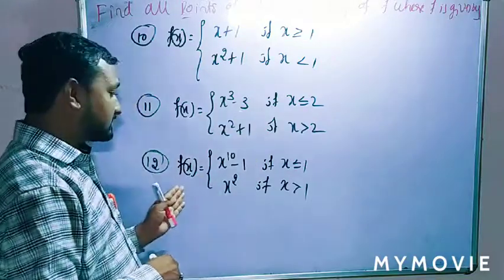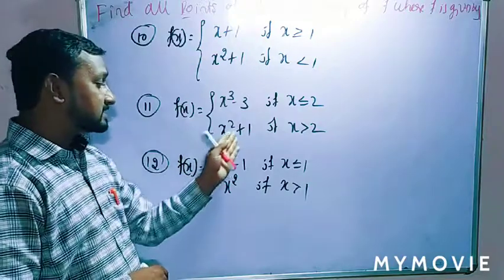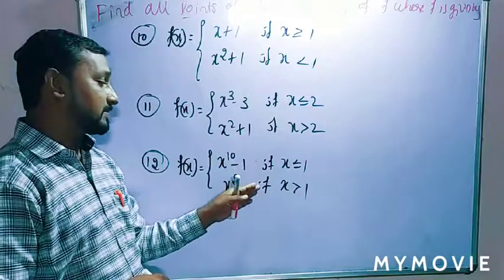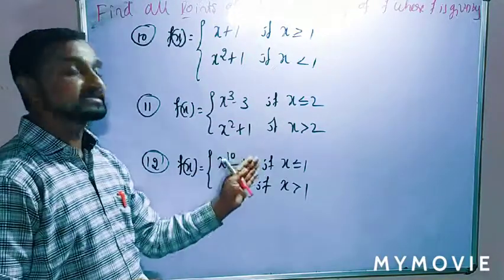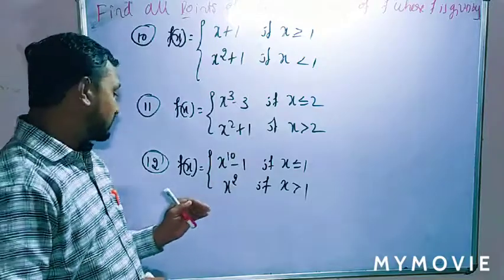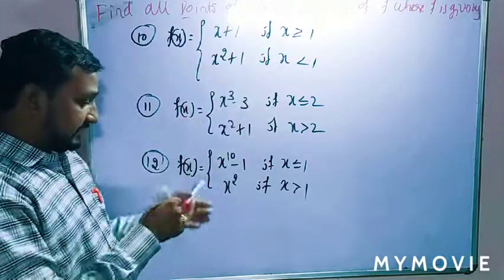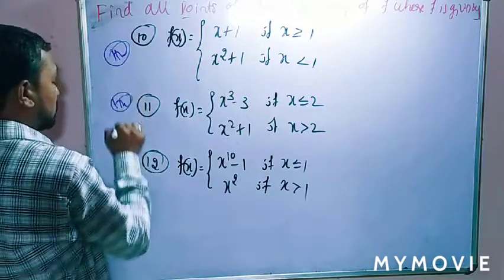And the next is the 12th example, f of x is equal to x raised to 10 minus 1, separately. X raised to 10 is separate and minus 1 is separate. If x is less than or equal to 1, and x square if x is greater than 1. Clear that? Here also the same procedure. These three examples are your homework.